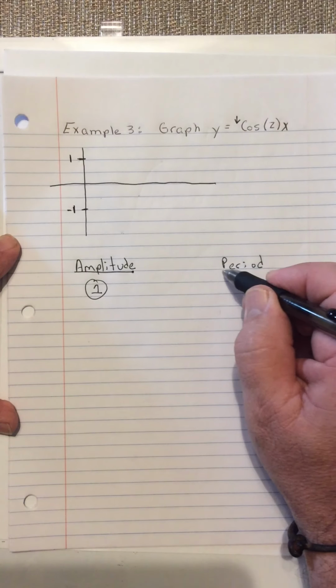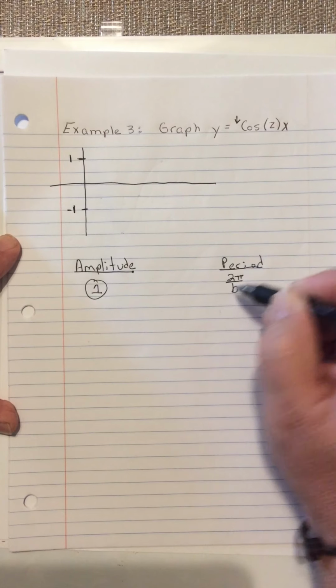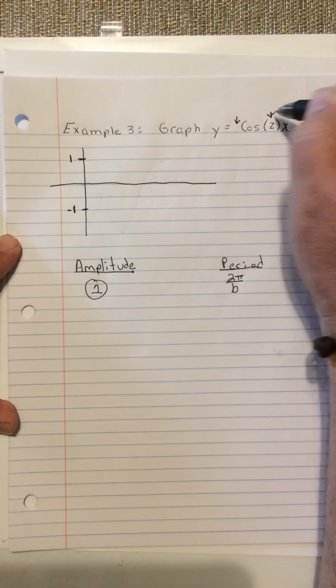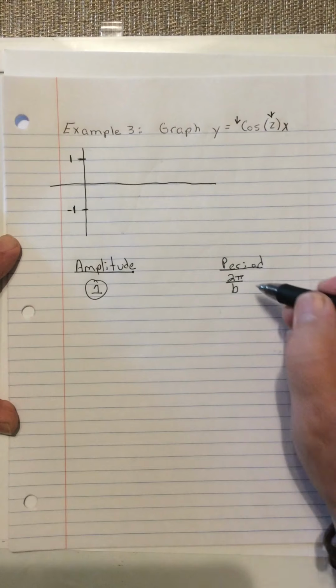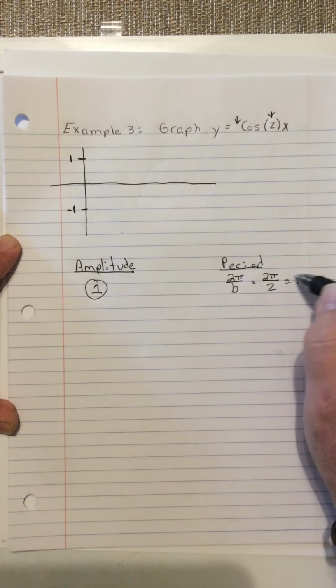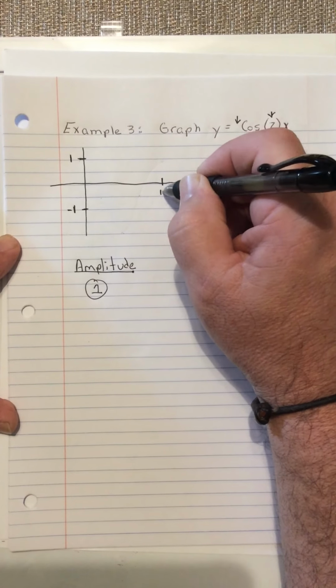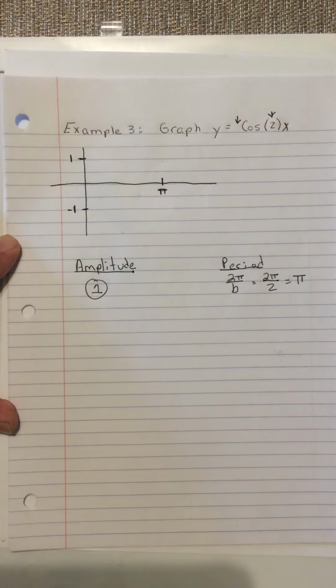Then I'm going to find the period. The period is 2 pi over b. In this example, b is 2. So I'm going 2 pi over 2, which is pi. So I've actually compressed it because pi is shorter than 2 pi. But we'll come out here and put pi.